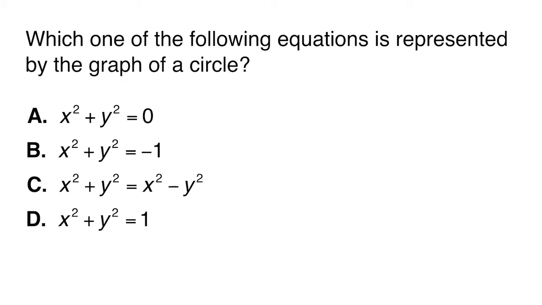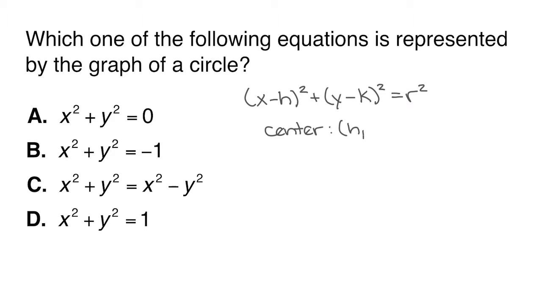The general equation for the graph of a circle is (x minus h) squared plus (y minus k) squared is equal to r squared, where the center is the point h comma k, and the radius is r, which is greater than 0. So let's look at each of these options.